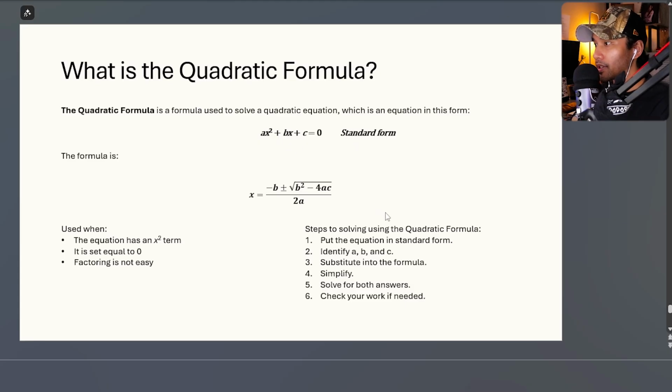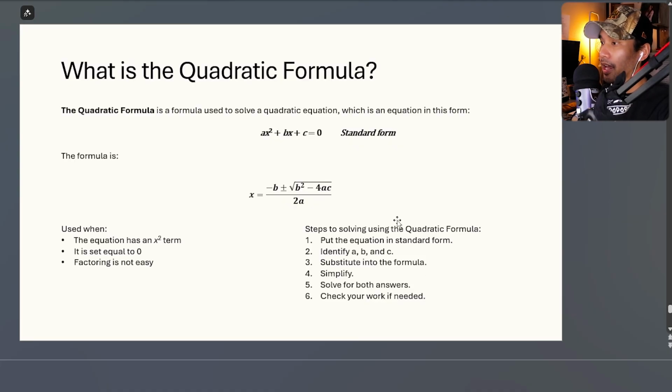Steps to solving using the quadratic formula: put the equation in standard form, which you are very familiar with if you have been watching my videos. Identify the a, b, and c coefficients. Substitute these coefficients into the formula, this one right here. Simplify and solve for both answers, because we have this plus and minus. We will have two answers. And check your work if needed.